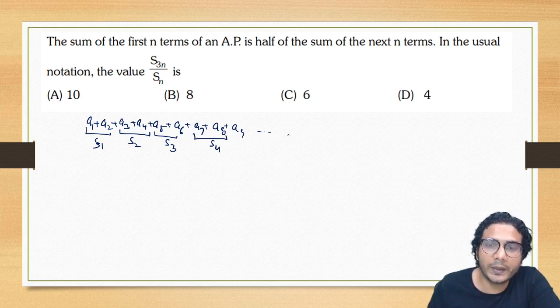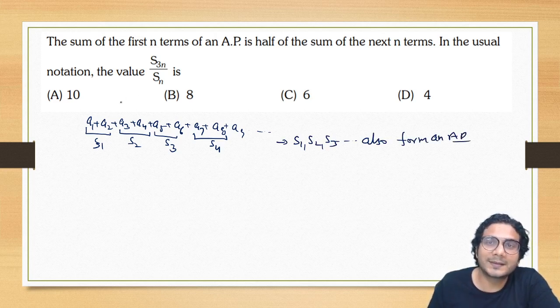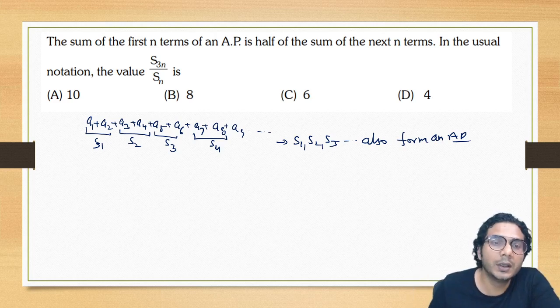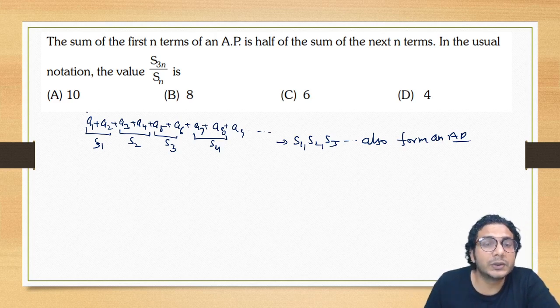Then S1, S2, S3 also form an AP. That means these terms S1, S2, S3 also form an AP. But you need to add two terms each time. It should not be like two terms, then three terms, then two terms, right? First two terms, the next two terms, the next two terms, the next two terms. See, you can clearly see it is a plus, 2a plus d. It is also 2a plus, but d and d. So how many extra d's will come?